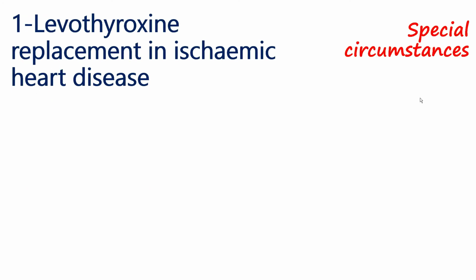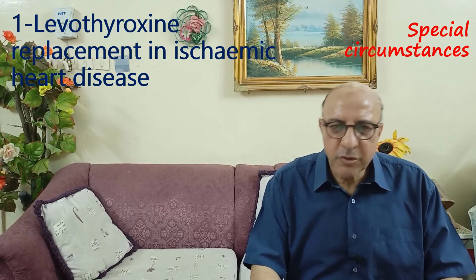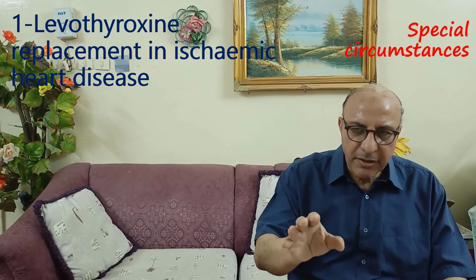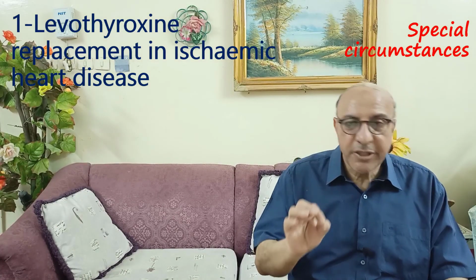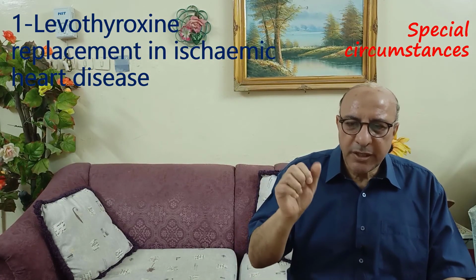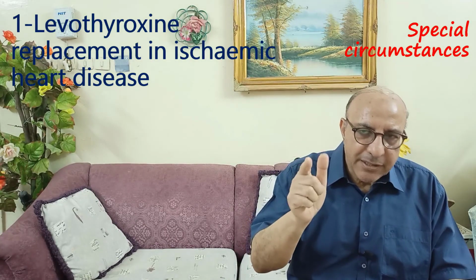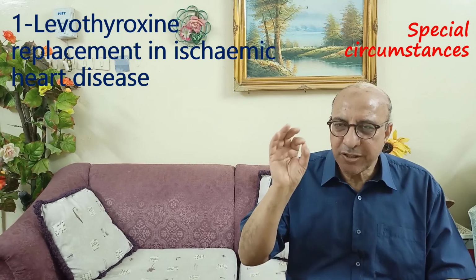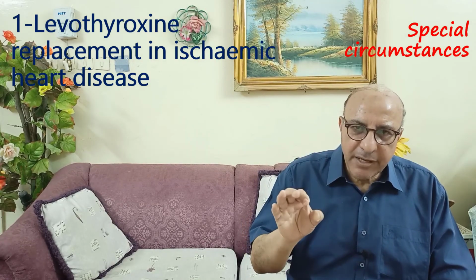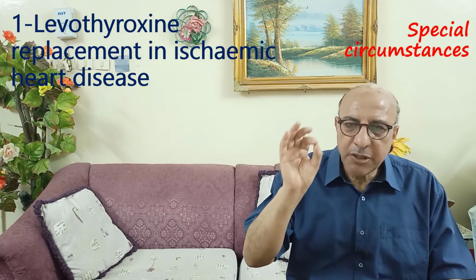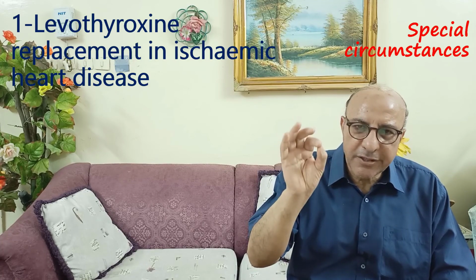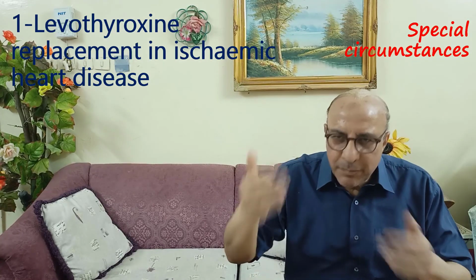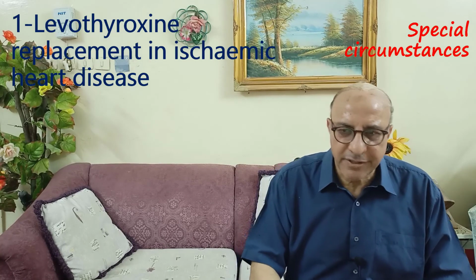Now, we have 2 special circumstances important to remember. The first is the presence of ischemic heart disease in the hypothyroid patient. If it is present, remember we said that thyroid hormones will increase the heart rate and increase the contractility of the cardiac muscle, which can precipitate anginal attacks or myocardial infarction or dangerous arrhythmia, and some recorded cases of death due to too rapid correction of the hypothyroidism.